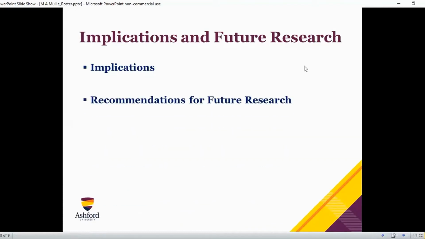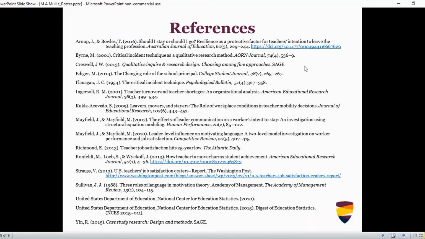Recommendations for the future. Scholarly practitioners have started to conduct motivating language theory research outside of healthcare, higher education, government, military, and Fortune 500 companies, using primarily quantitative research. Future research studies should use qualitative research because it will broaden the scope of motivating language theory in K-12 education.